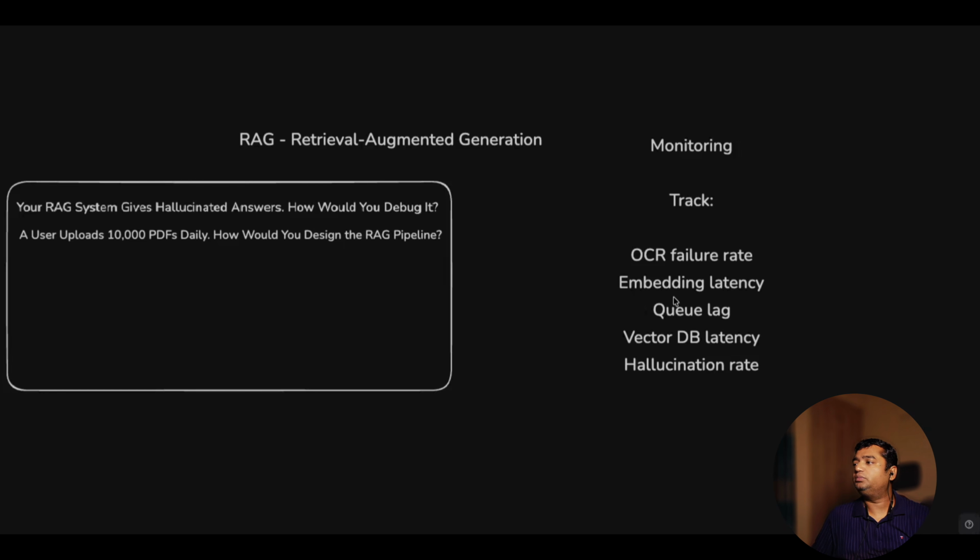As I mentioned, for monitoring, there is the OCR failure rate. Then the embedding latency, how much time it takes to get the data embedded. What is the queue lag, what is the vector DB latency, and the hallucination rate, which you can get from the multiple frameworks available. So monitoring and tracking is important for this kind of enterprise-level RAG pipeline.